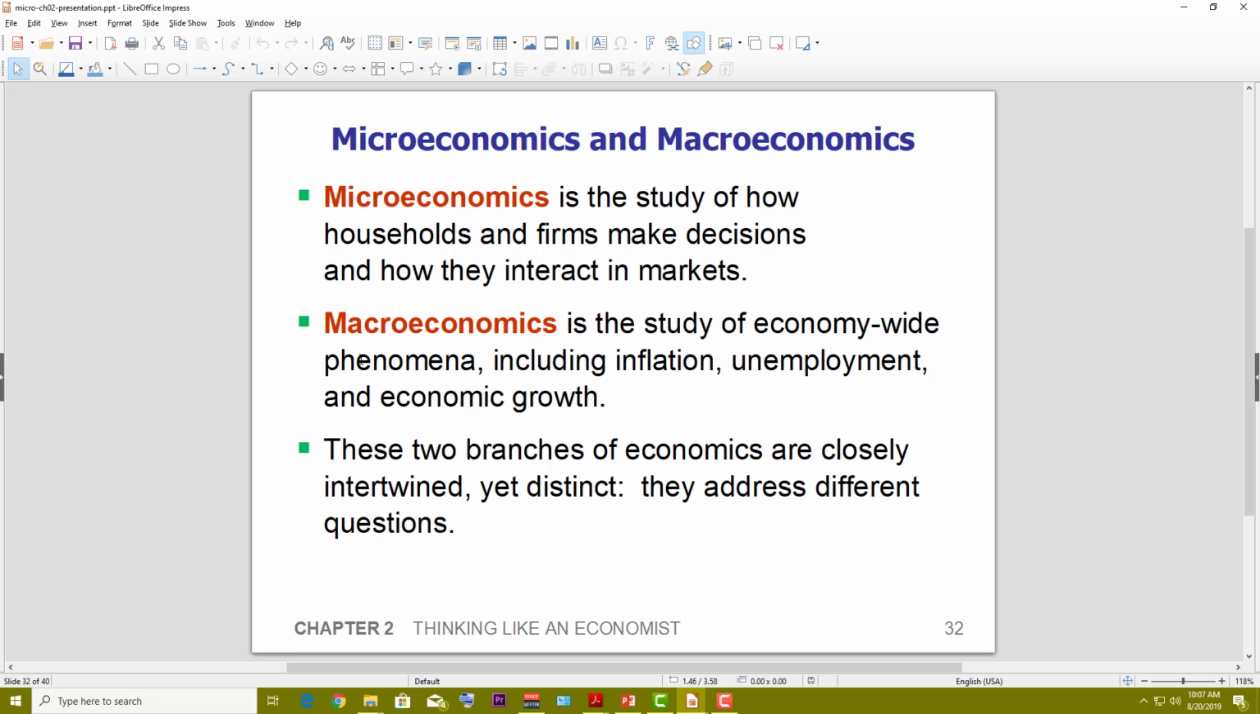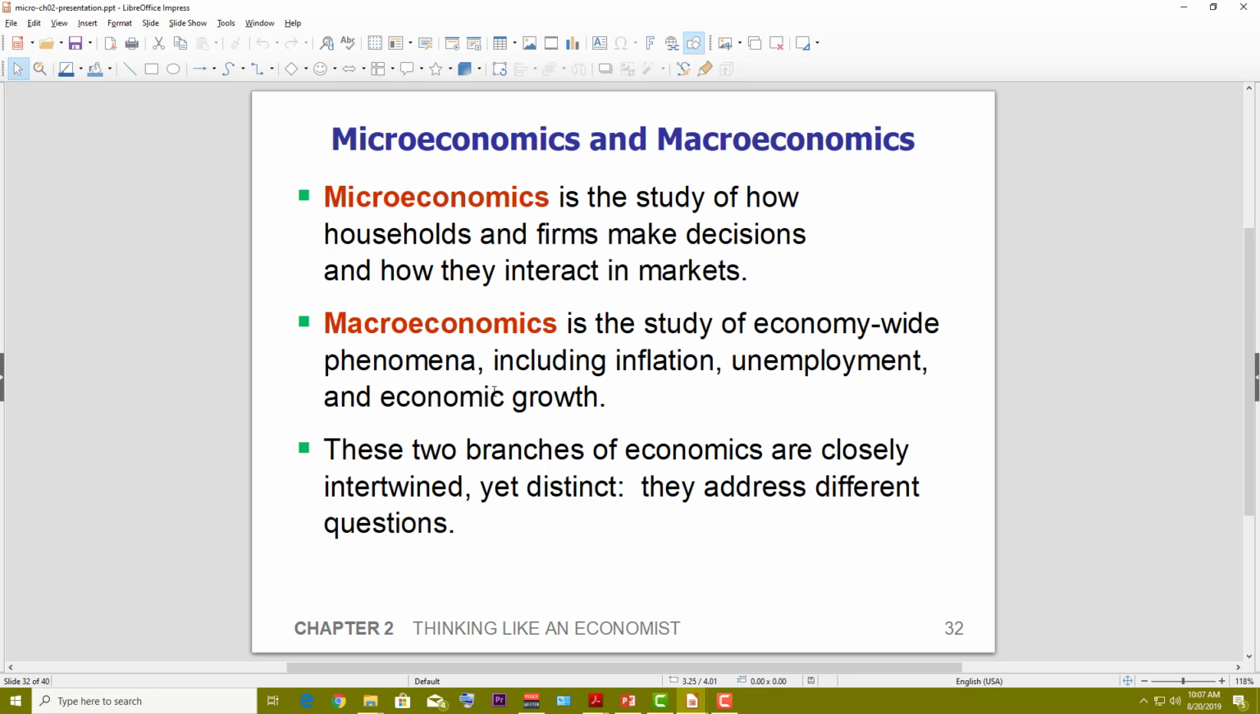Now, macroeconomics, on the other hand, macro meaning on a larger scale, is the study of the economy as a whole, the entire economy. So it's a study of economy-wide phenomena, including inflation, unemployment, and economic growth. If you're studying macroeconomics, you're looking at the economy as a whole, at how unemployment is within your country, how inflation or how the prices are rising across the board in your country.